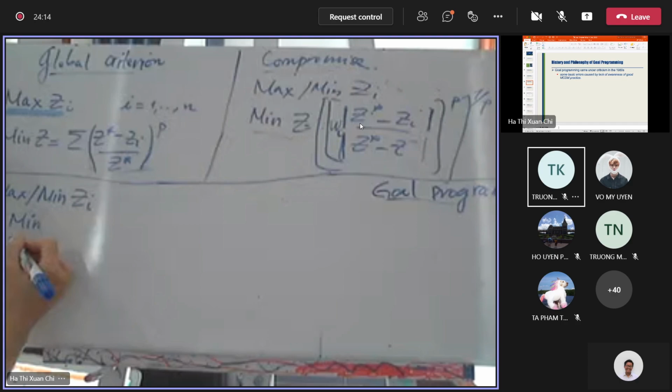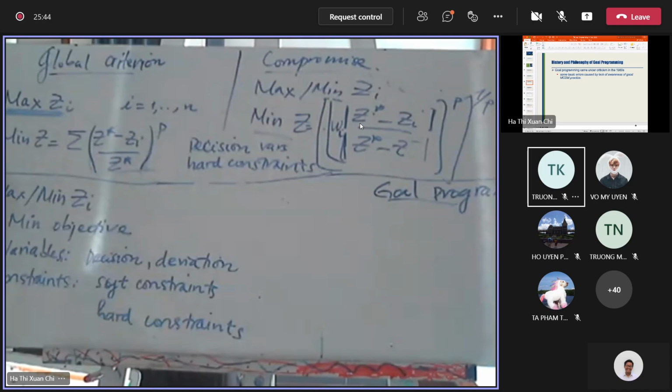But for global here and compromise, they just have decision variable only and hard constraint. Only have decision variable. What is the decision variable? Decision variable is x, x1, x2, x3. What is the hard constraint? Hard constraint, that is from the subjective. Subjective, you have constraint 1, constraint 2. That is hard constraint. But for goal programming, they have something different here.